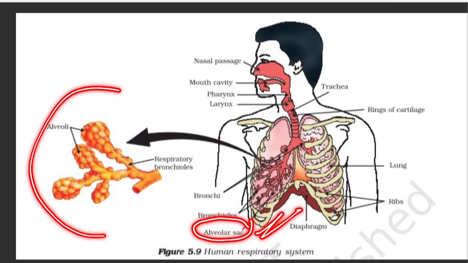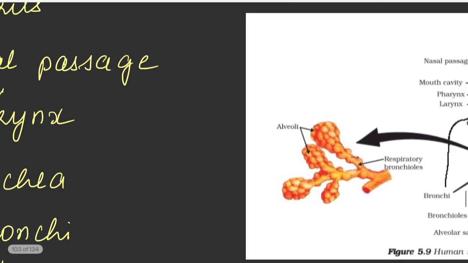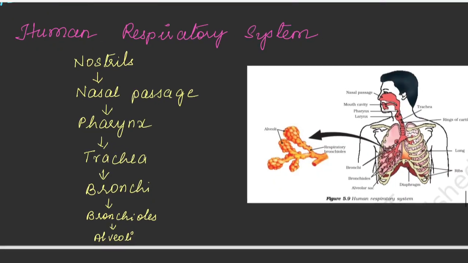So you can see the enlarged picture here. So can you see here this balloon shaped structure? So this is called alveoli. So let us see these parts one by one.